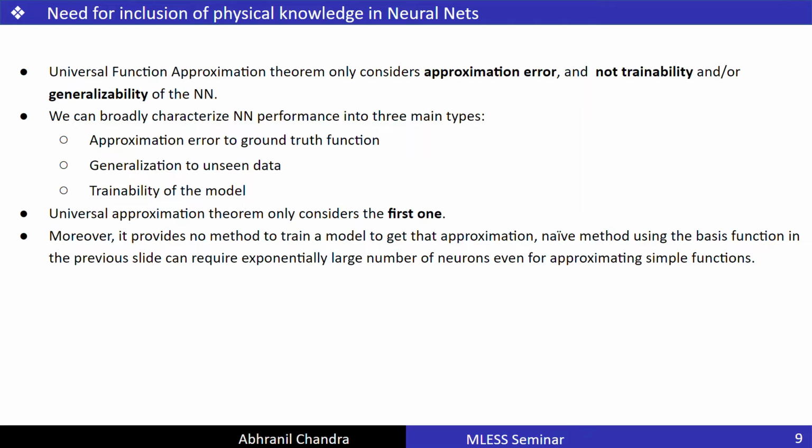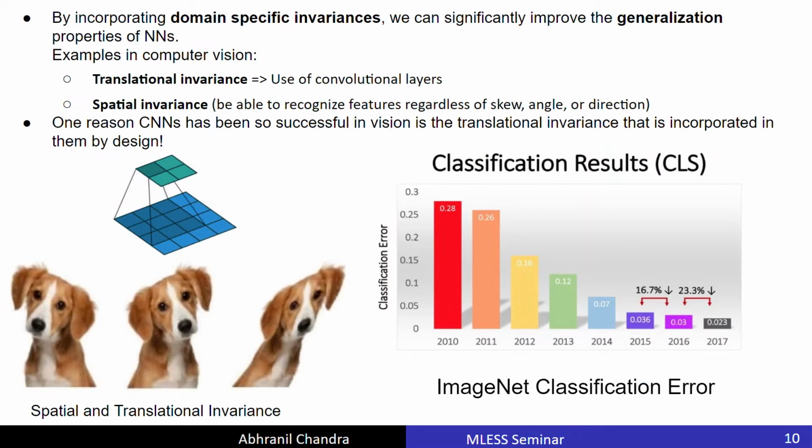The naive method using the basis function in the previous slides can require an exponentially large number of neurons even for approximating simple functions. Thus, it often becomes very tedious to train complicated functions. By incorporating domain-specific invariances, we can significantly improve the generalization properties of neural networks. For example, in computer vision, translational and spatial invariances are brought in by using CNNs. One reason CNN has been so successful in vision-based tasks is the translational invariance that is incorporated in them by design.